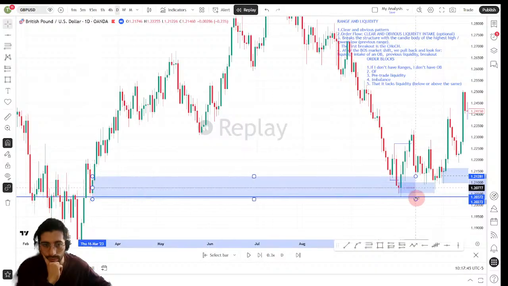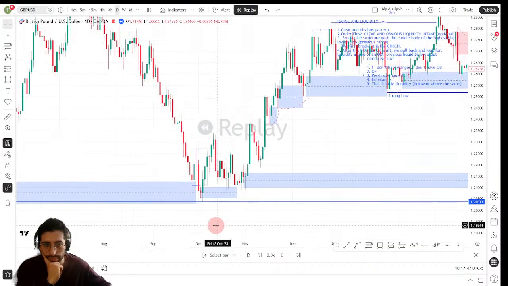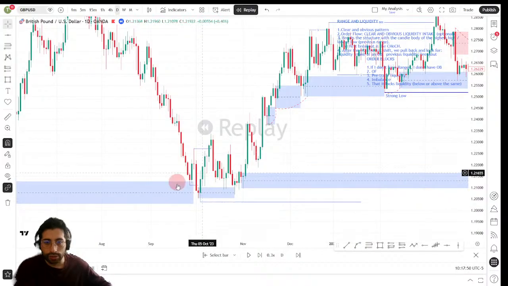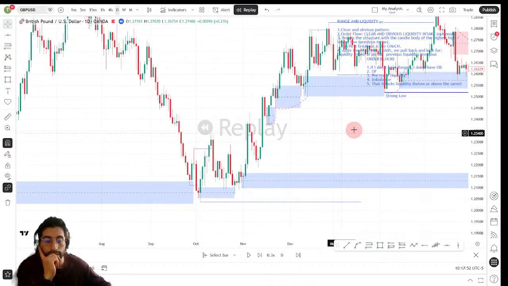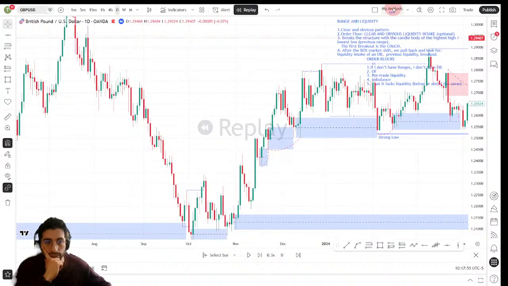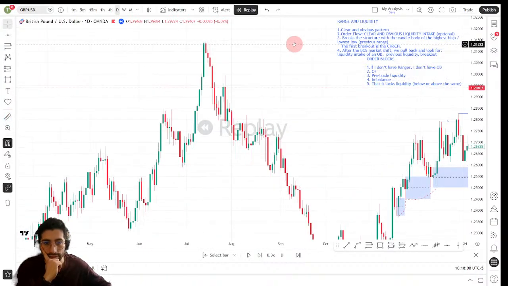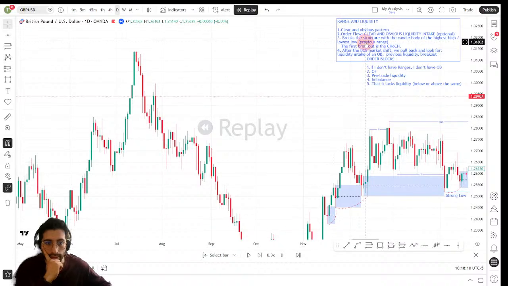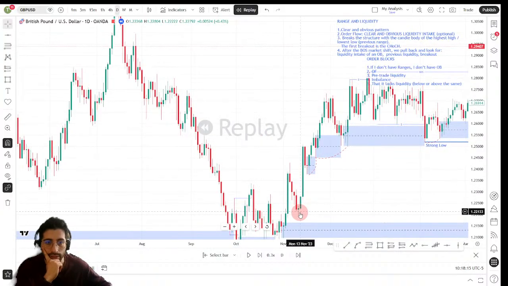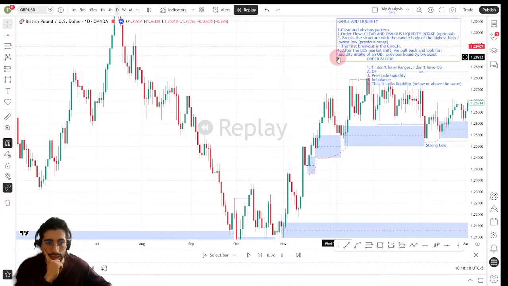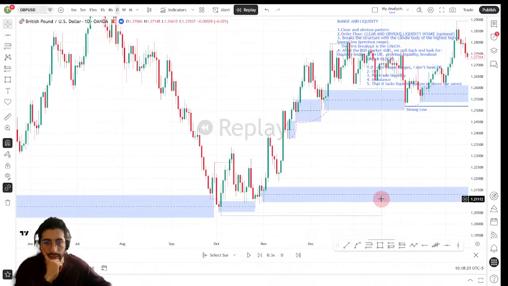Boom. Excellent. So good. Has all the confluences. Breaks the structure with the body of the candle of the highest high. This is the one it's not actually doing, right? Oh, it did it, but after years, maybe. And then we have the first one. The first breakout is the what is the charge? Yes, and after the BOS of the microchip, we keep analyzing. Good.